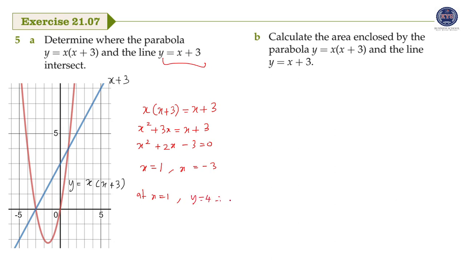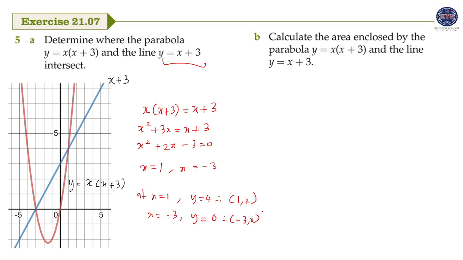So therefore the first coordinate is 1, 4. Okay, next coordinate, x equal to negative 3. So y equal to negative 3 plus 3, which is 0. So therefore negative 3, 0. So this is the point of intersection.